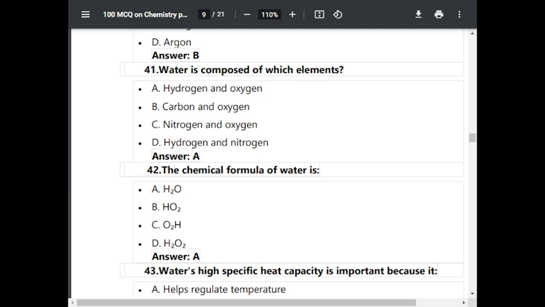Question number 42. The chemical formula of water is: option A H2O, option B HO2, option C O2H, option D H2O2. The correct answer is A, H2O is the chemical formula for water.